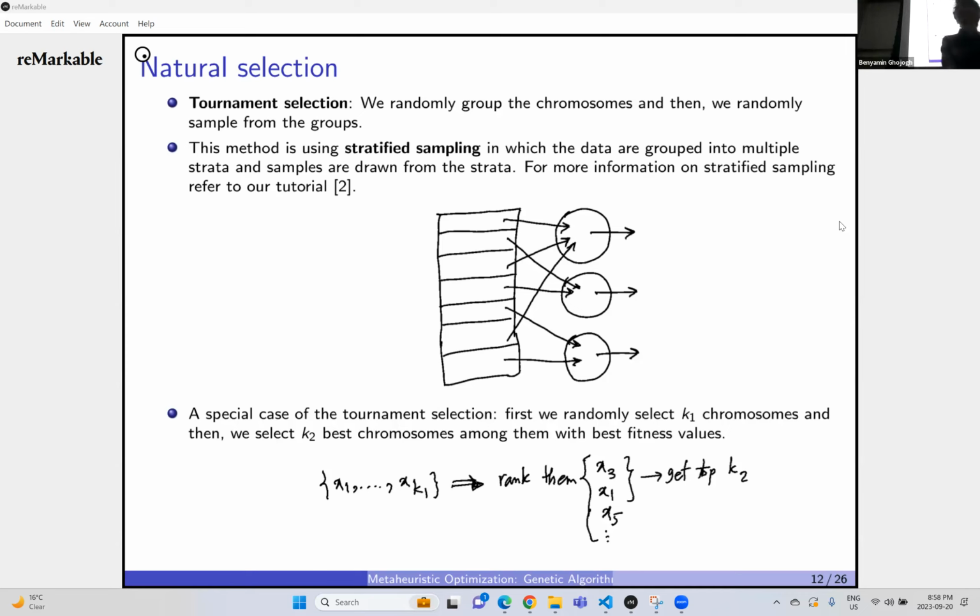Wouldn't it be okay to just do random selection, since the fitness values are pretty close to each other? Yes, you might say in late iterations, as the fitnesses are very close to each other, it doesn't matter, take them randomly. But I'm saying that still we don't want to do random selection. We want to give chance to better solutions, but more. Another way is tournament selection. It says let's group the chromosomes randomly and then do random selection from the groups.